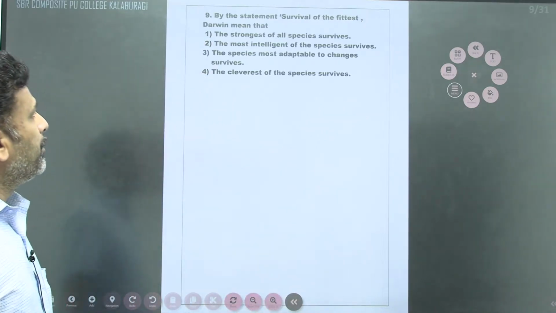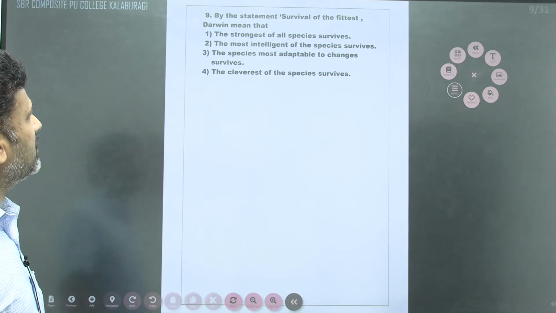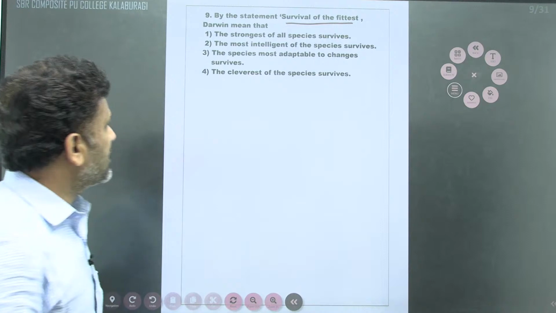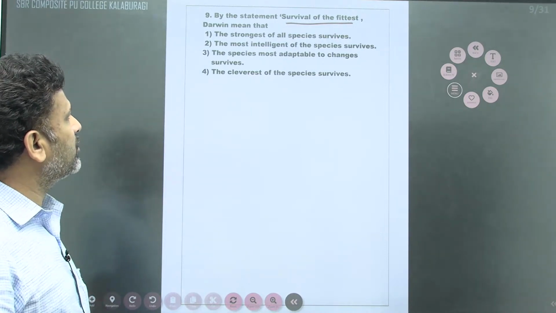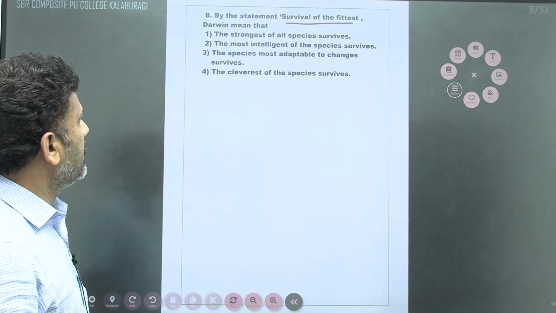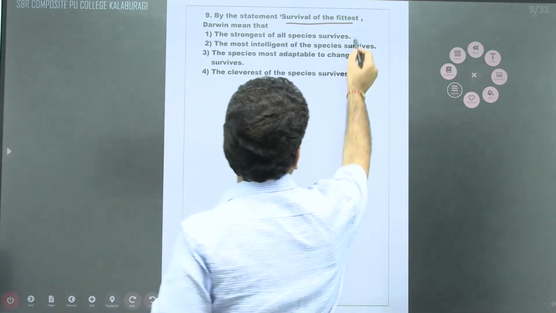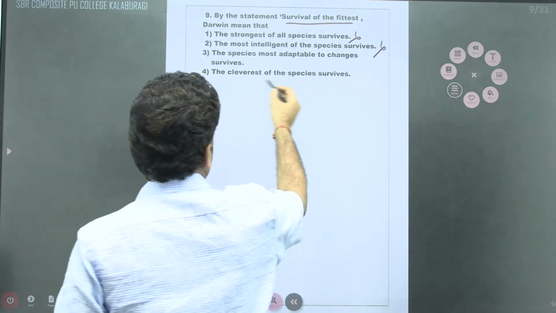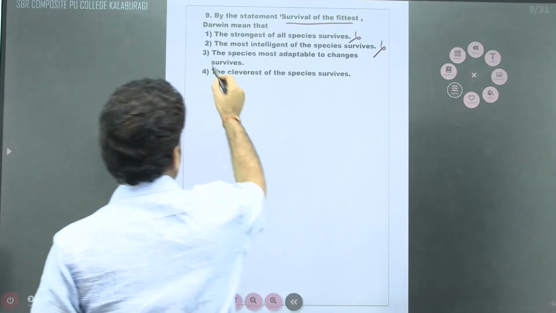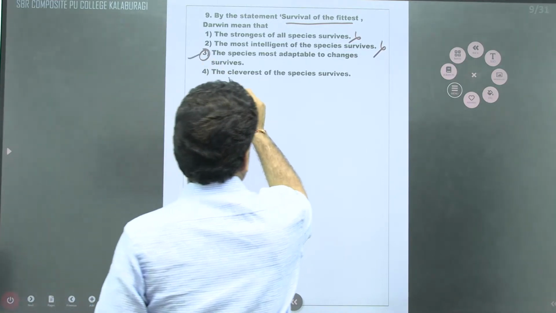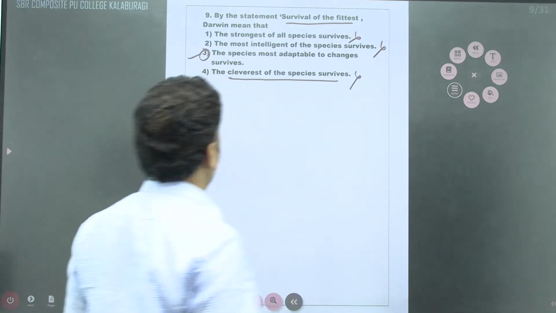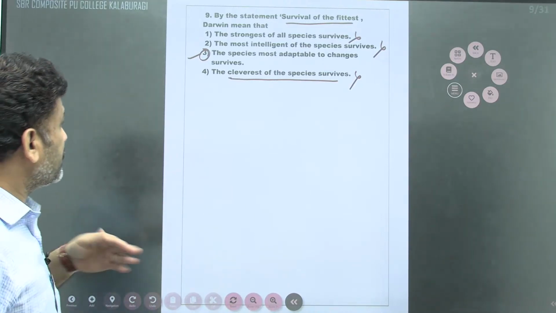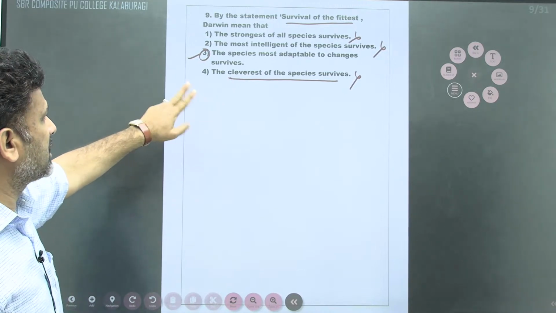Next, by the statement survival of the fittest, Darwin meant that: the strongest of all species survives? No. The most intelligent of the species survives? No. The species most adaptable to changes survives? Yes. The cleverest of the species survives? No. So this is according to Darwin's statement, the survival of the fittest.